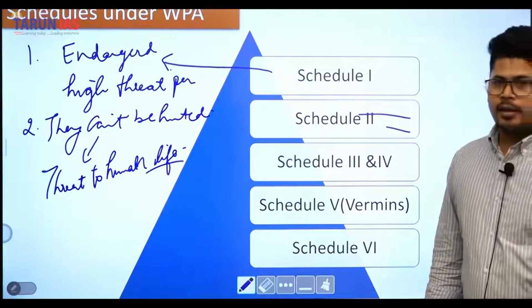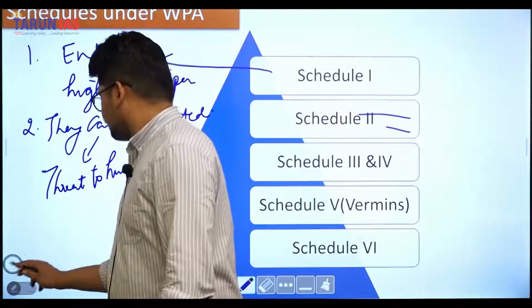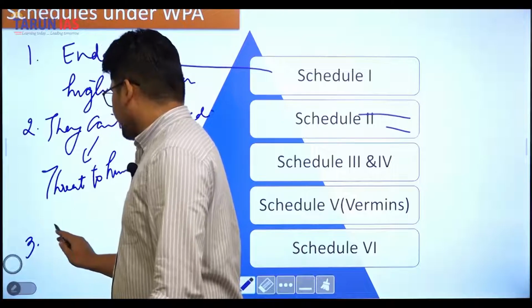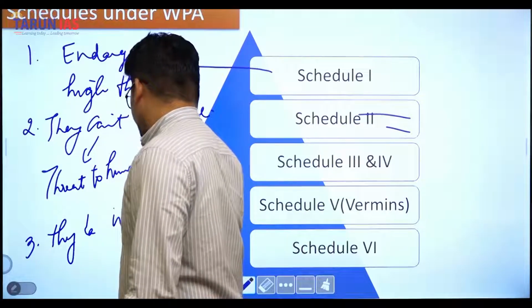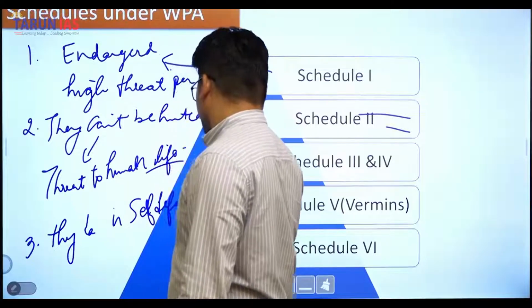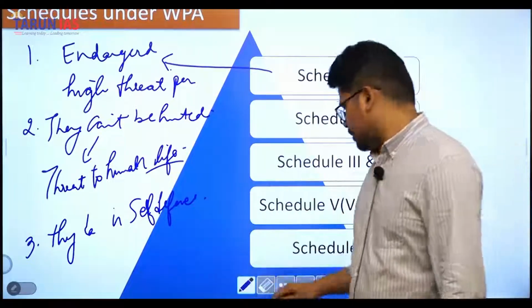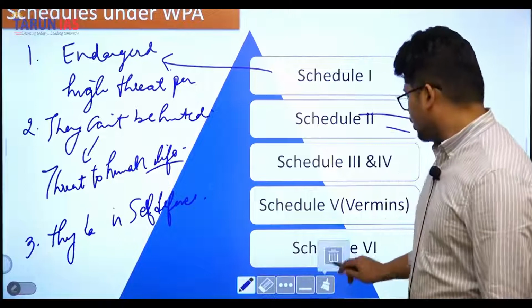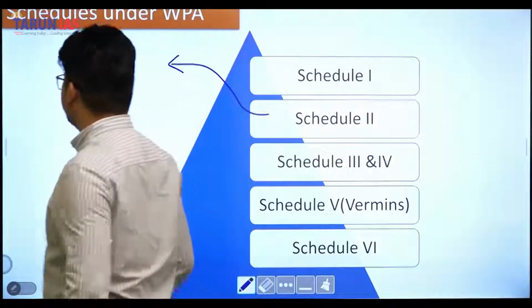Okay, and one important point is they can be killed in self-defense. ठीक है, they can be killed in self-defense and in good faith. Okay, तो ये हो गया शेड्यूल 1 के लिए. अब शेड्यूल 1 ये है, तो शेड्यूल 2 क्या है?